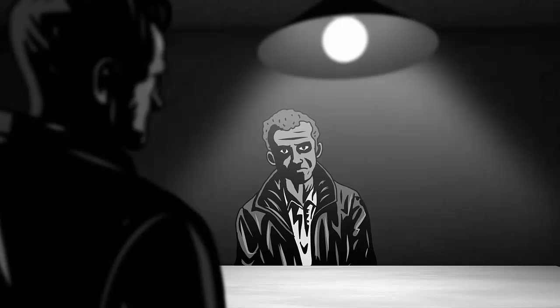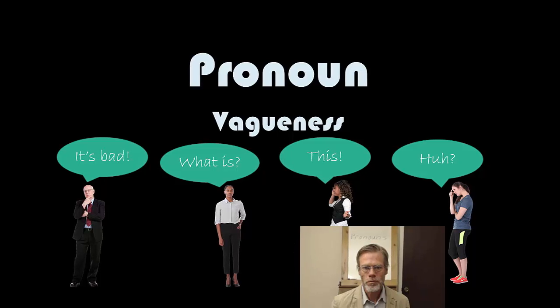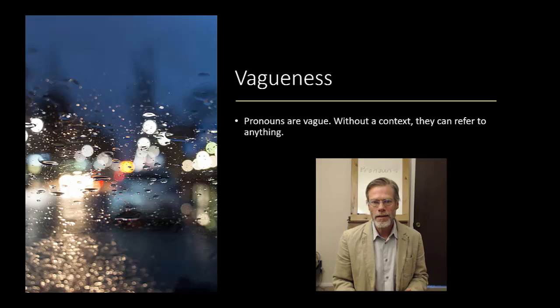It's about writing clearly. Pronoun vagueness. In this video, I'm going to be talking about one of the challenges of using pronouns in writing, namely vagueness. Now, pronouns, by their very nature, are vague. They can refer to just about anything, and we have to use the context to figure out what it is that they do refer to.